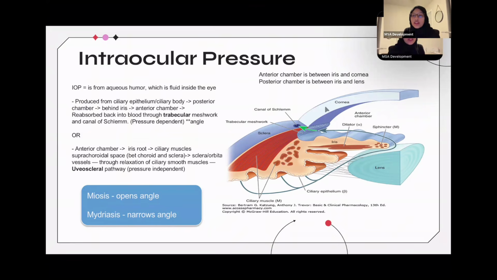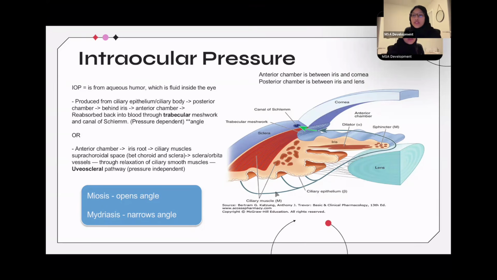We have the sclera. This is the front of the eye, the anterior chamber, with the iris and the lens separating it from the posterior chamber, which is here. These are spaces filled with fluid. Where does this fluid come from? It comes from the ciliary epithelium, or ciliary body. The ciliary body releases the fluid that creates the intraocular pressure, basically from the posterior side. Then it goes between the lens and iris to the anterior chamber and fills it.